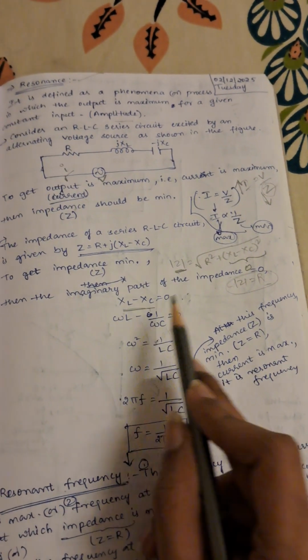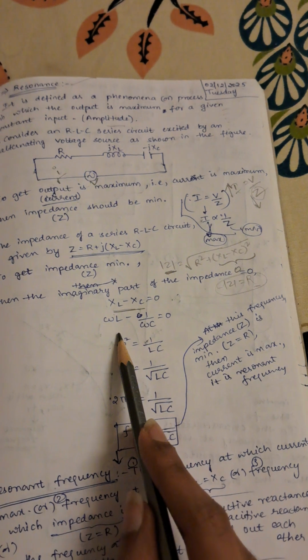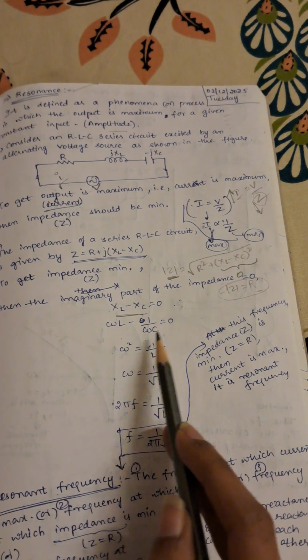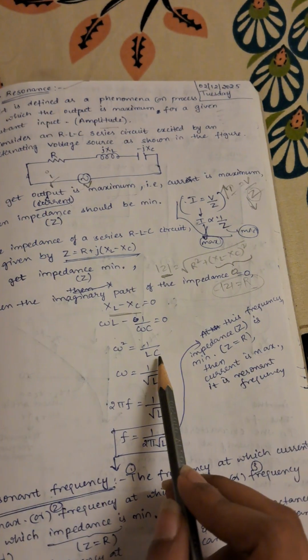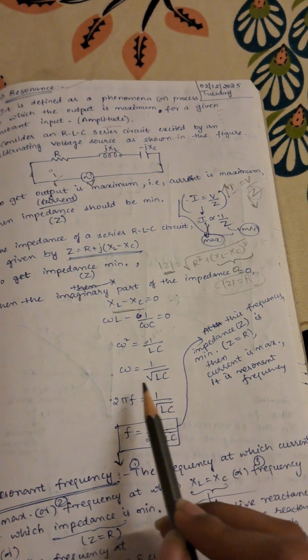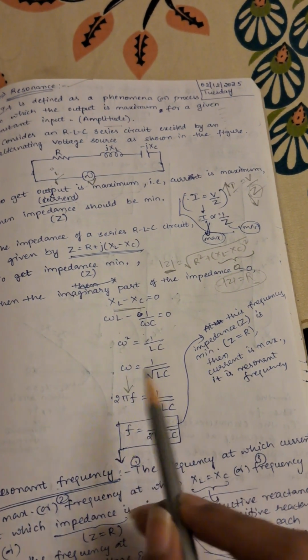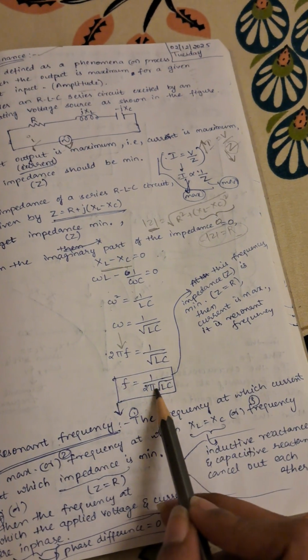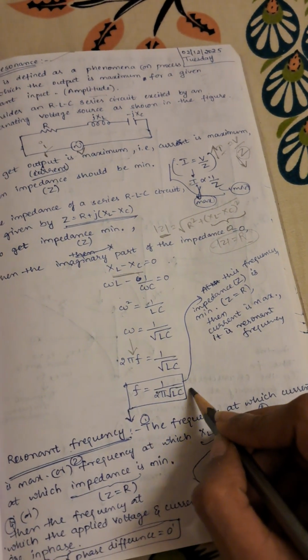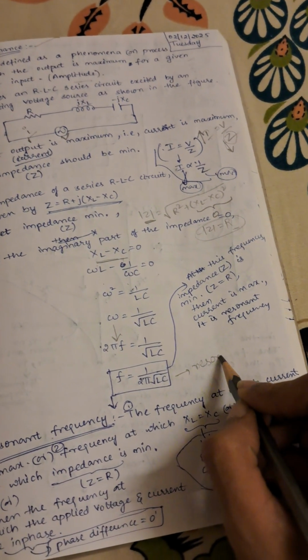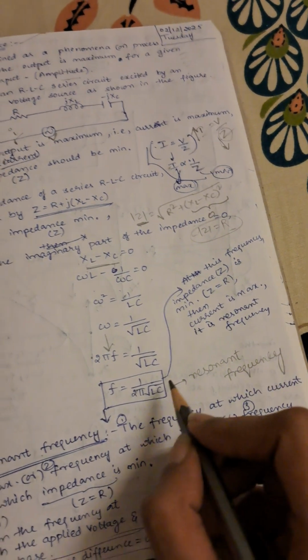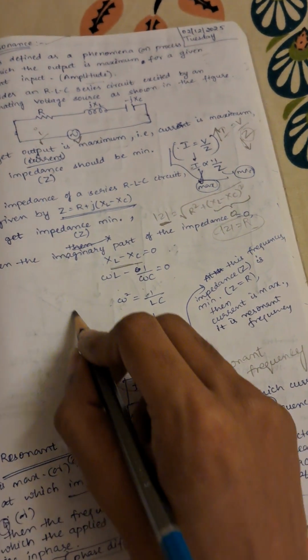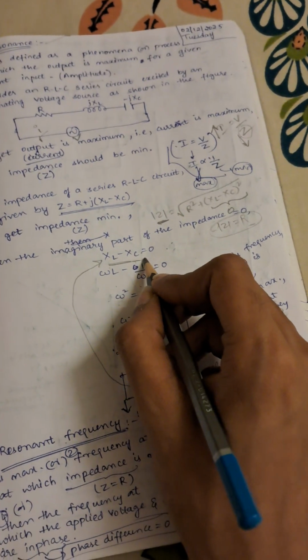So XL minus XC is 0. XL is omega L, minus XC is 1 by omega C, is 0. Now omega square is equal to 1 by LC. Omega is equal to 1 by root LC. Omega is also written as 2 pi f. So f is equal to 1 by 2 pi root LC. This is known as resonant frequency.